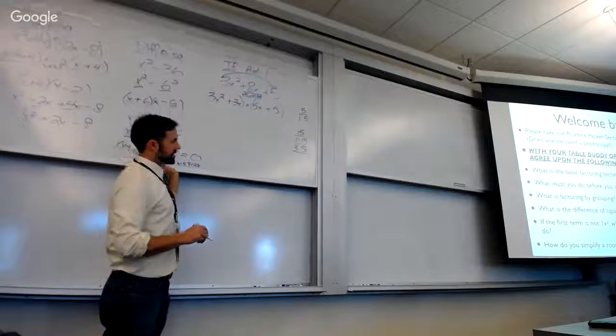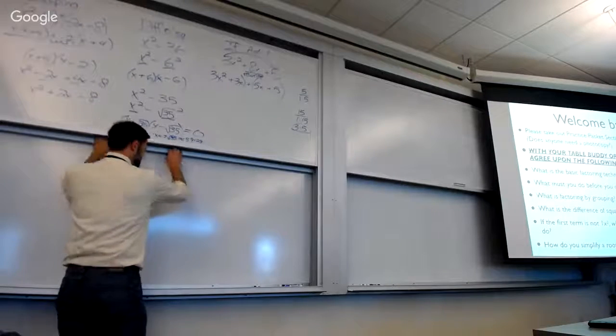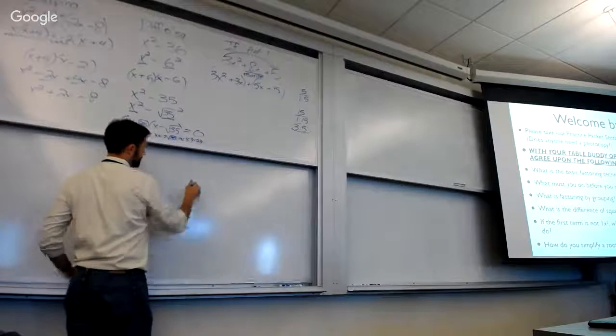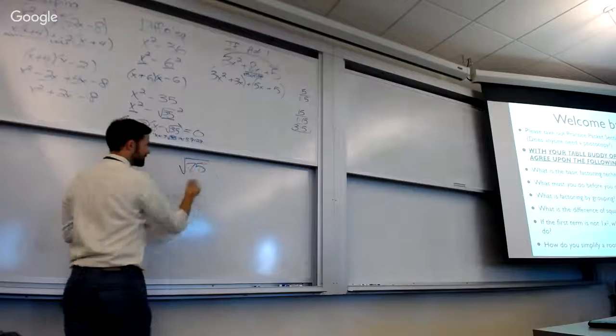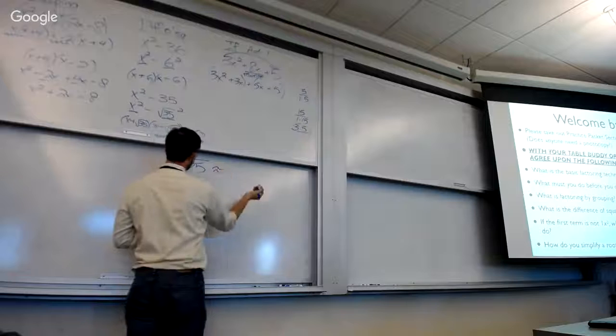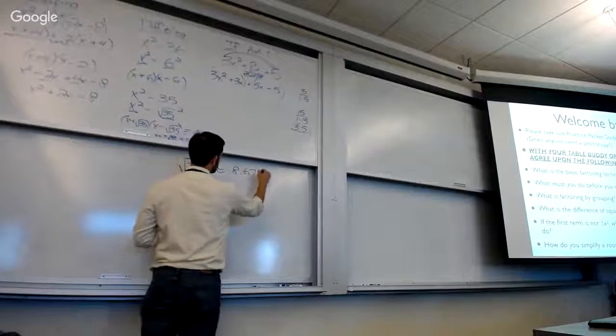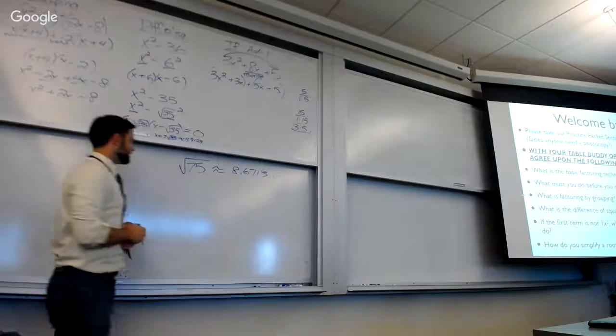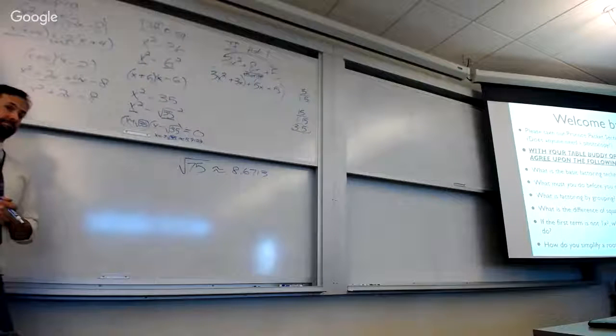Okay, last question. How do you simplify a root? So let's say that I have the square root of 75. So first of all, you cannot square root 75 cleanly. That would turn out to be some decimal approximation, like 8.6713, repeat, on and on and on. So how do we simplify it?